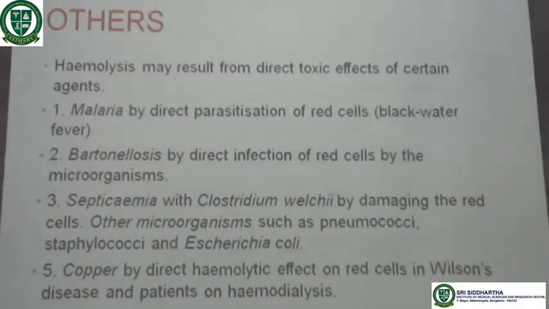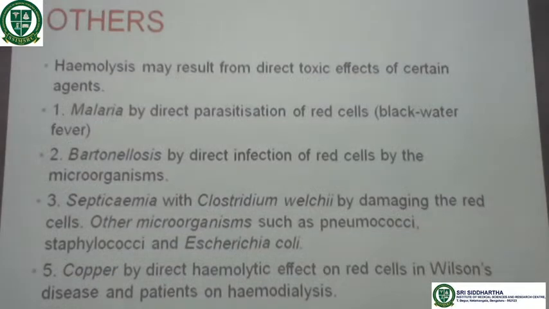So what are the other conditions where we see hemolytic anemias in the classification? You have some toxic effects due to certain causes, like malaria. In malaria we see hemolysis from the direct parasitization of the red cells. We call this condition blackwater fever. Bartonellosis is direct infection of red cells by the microorganisms.